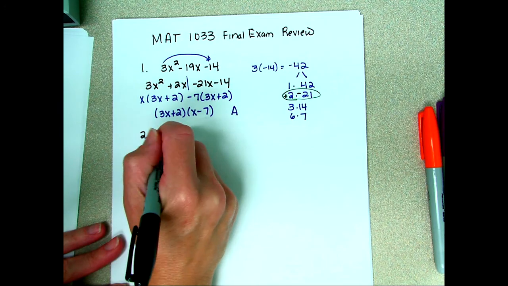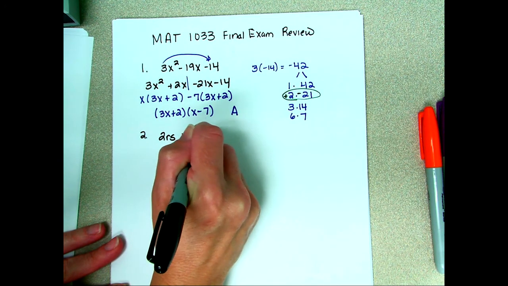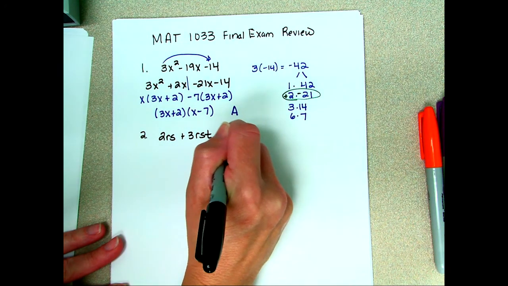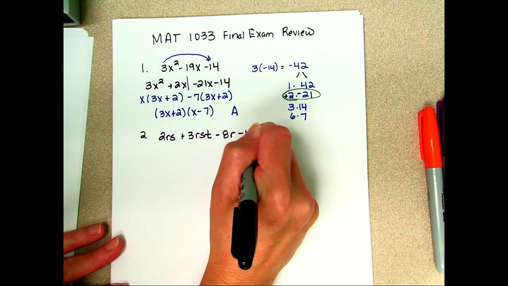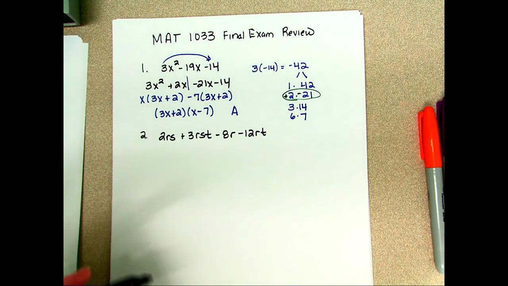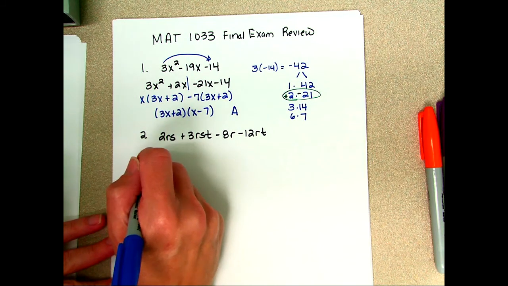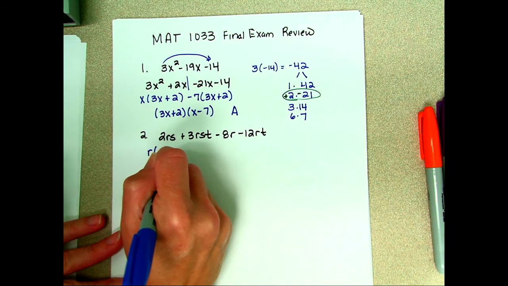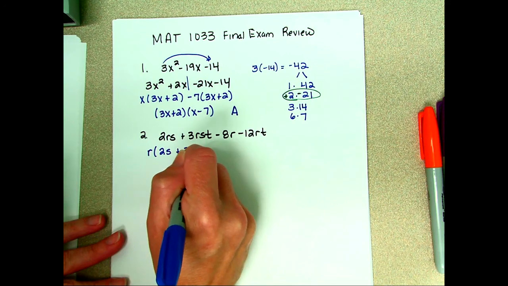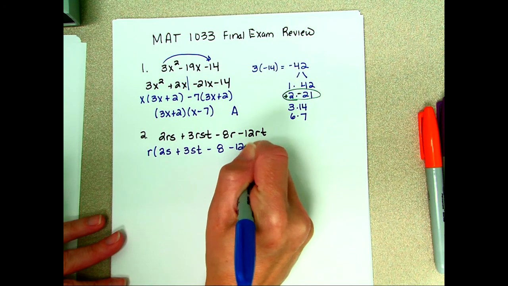Number 2, factor completely. 2rs plus 3rst minus 8r minus 12rt. Whenever we begin factoring, the first thing we always look for is, is there a greatest common factor? You notice there's a greatest common factor. The variable r is in all 4 terms. R times 2s plus 3st minus 8 minus 12t.